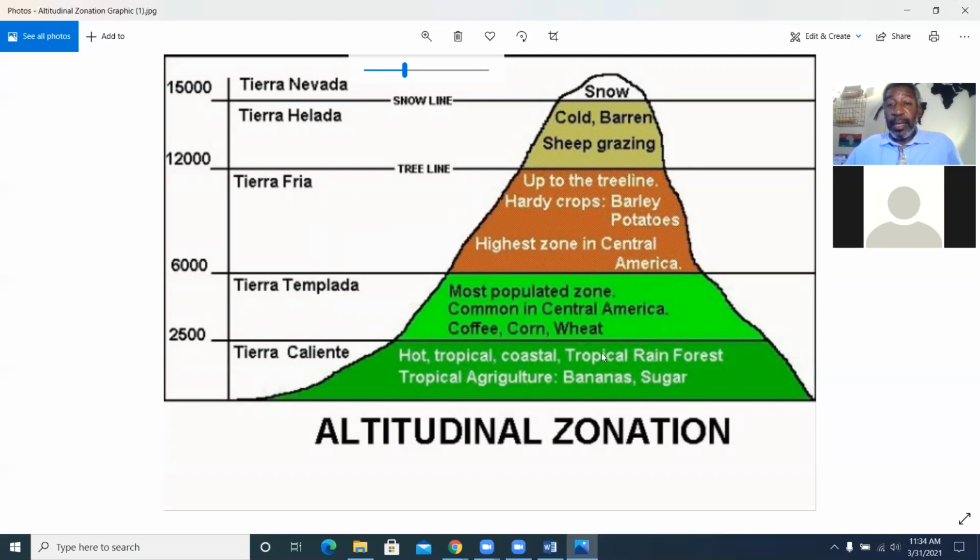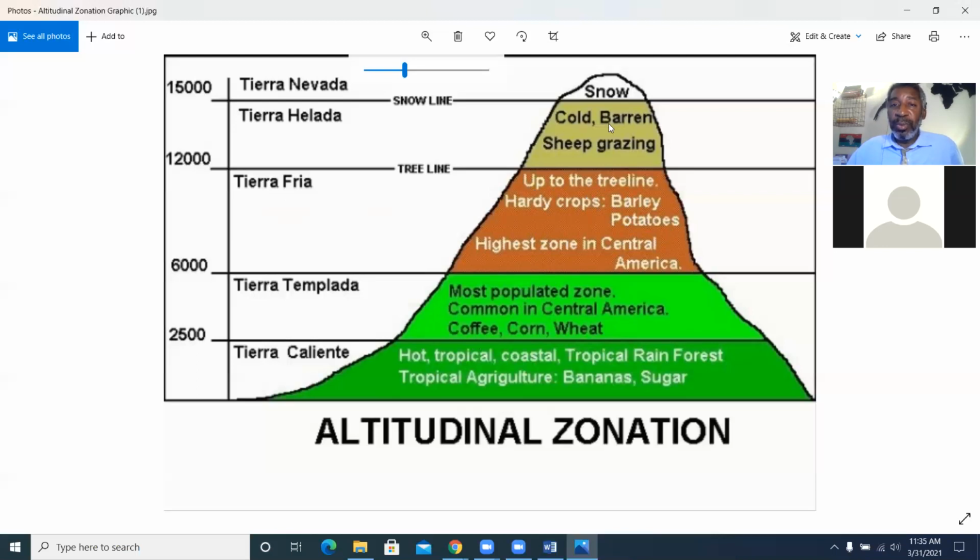And so notice that in the tropical rainforest, at the low elevations, we have these large plantations of bananas and sugarcane and the types of crops that we expect to receive from the tropical region. As we get higher in elevation, another common crop, coffee, is found. So the coffee crop is a higher altitude crop. And then when we get higher, we get into the Tierra Fria. There are more hardy crops, tubers such as potatoes and barley and wheat.